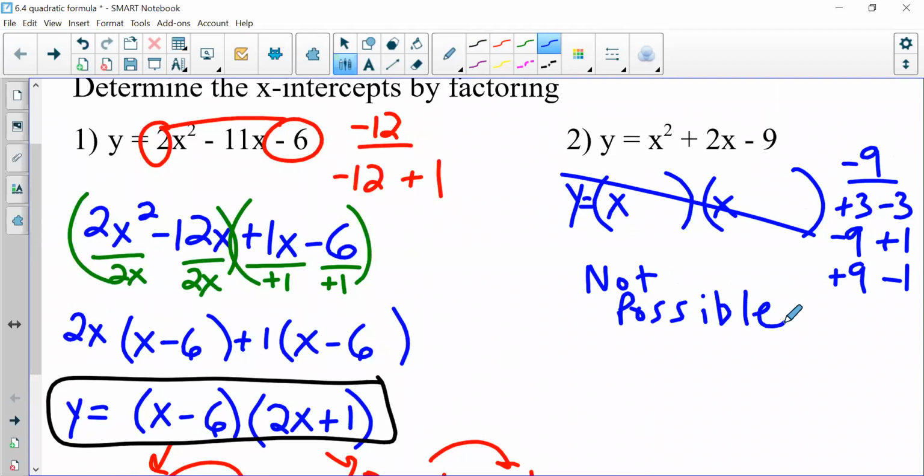Now there's a couple of options here. How come this could possibly be not factorable? What are my options?